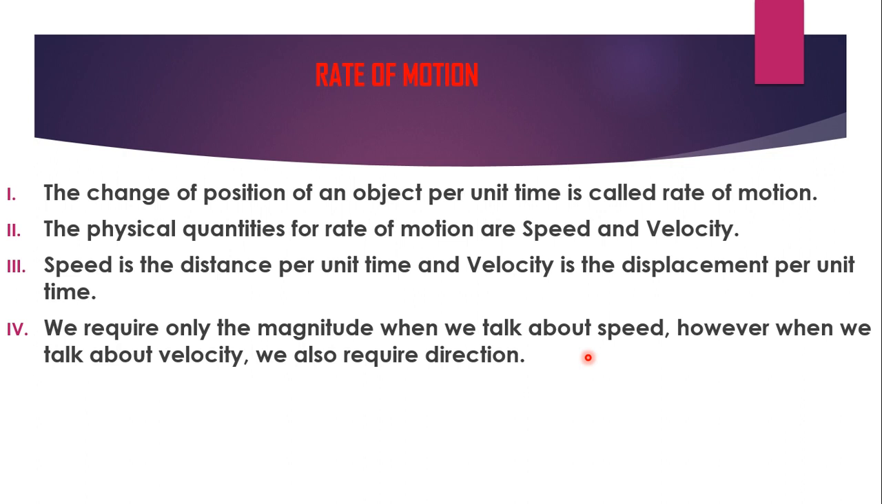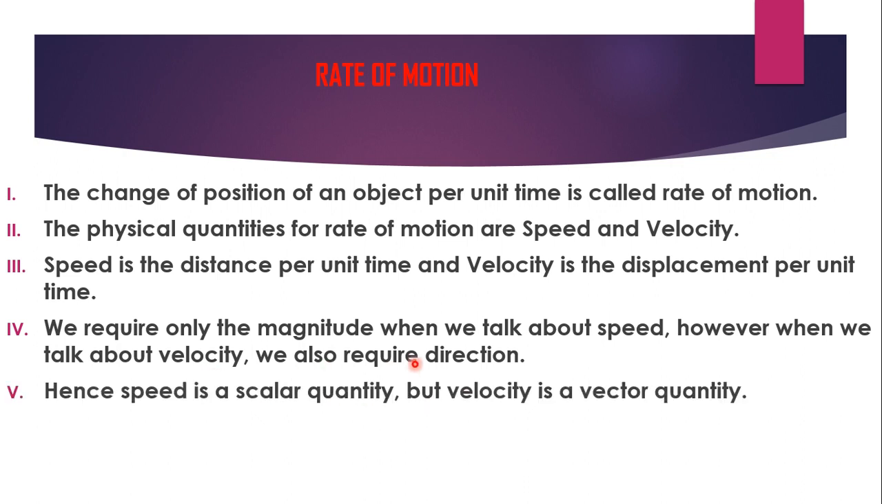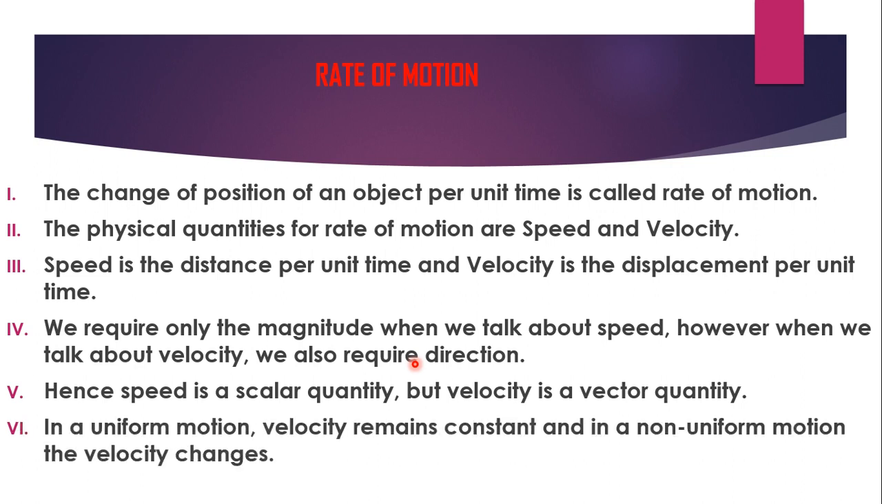As displacement talks about direction as well, in velocity we also talk about direction. Hence we can say speed is a scalar quantity, however velocity is a vector quantity. In a uniform motion, velocity remains constant, and in a non-uniform motion, the velocity changes.